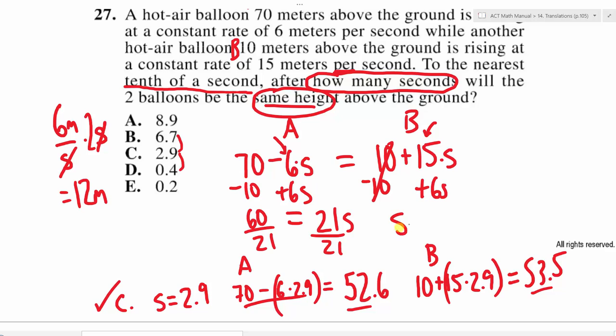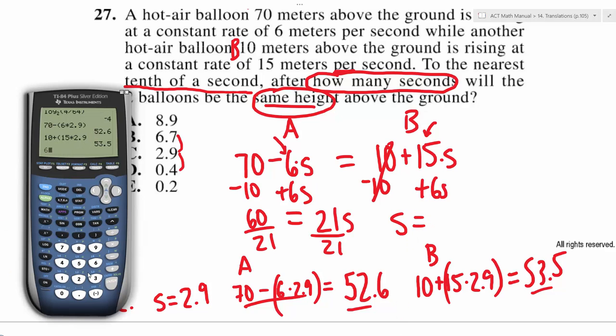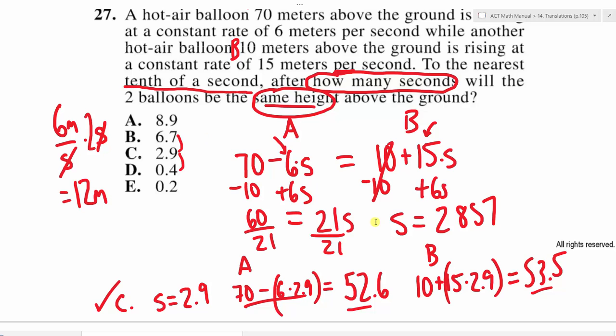I go in my calculator and I find out that 60 divided by 21 should be 2.9, which is what we got by Nydusing. So 60 divided by 21, there it is. 2.857. And that's what I had mentioned before, that there is a little bit of a rounding issue going on here. That's why we didn't get an exact match down here. So 2.857 would round to 2.9, and indeed the answer is C.